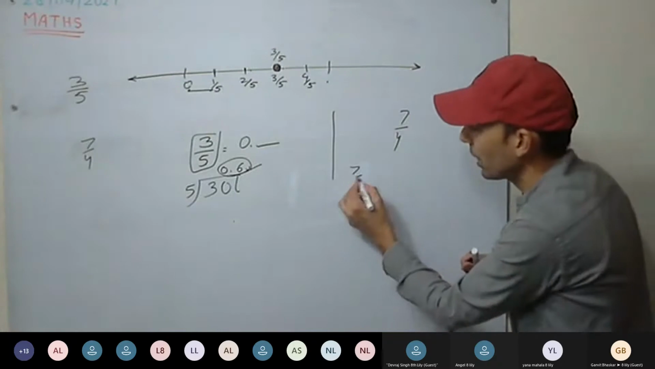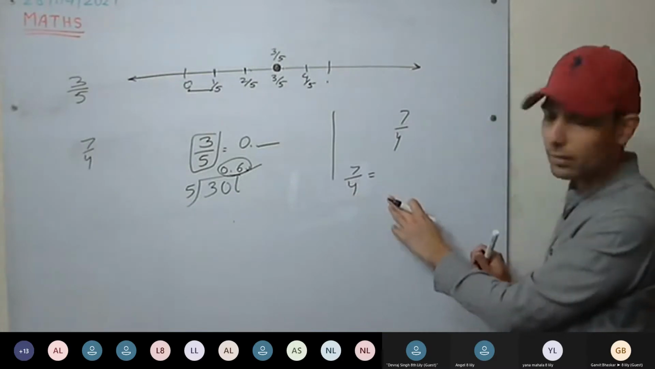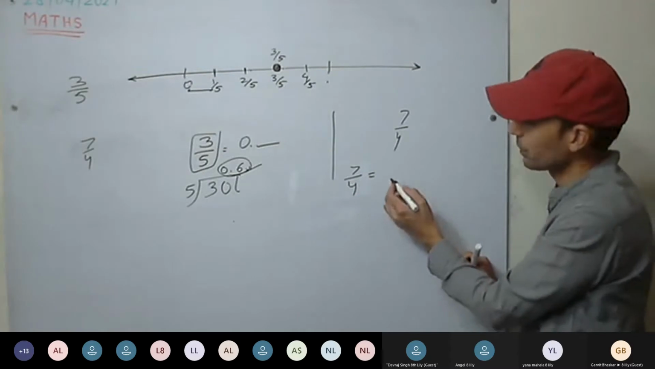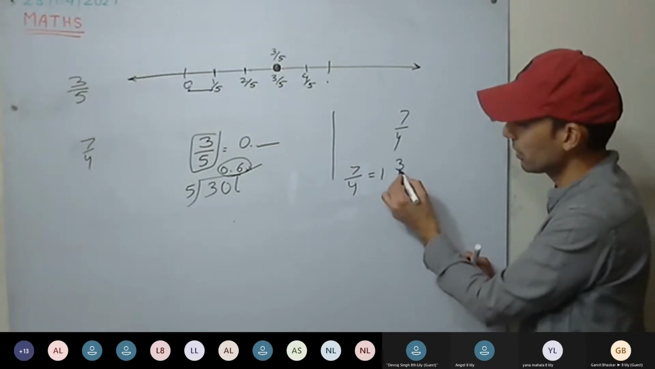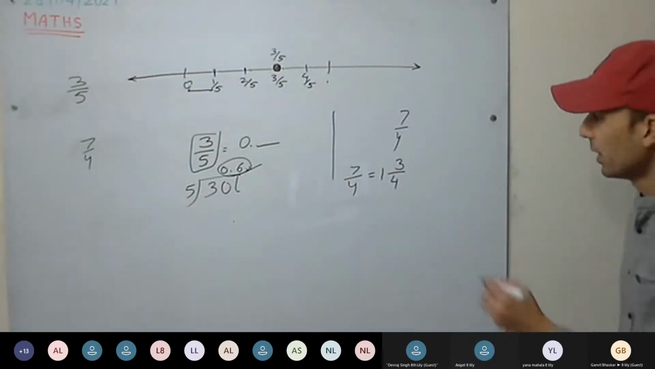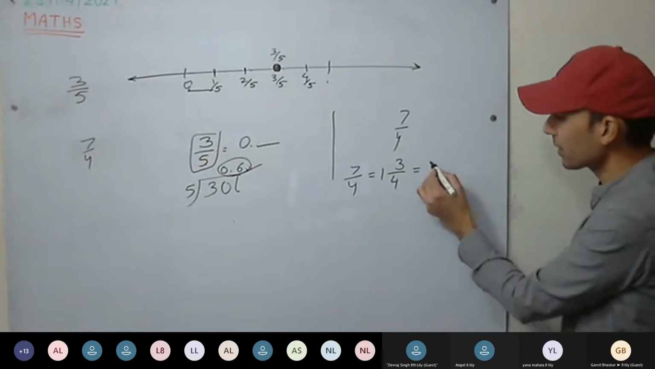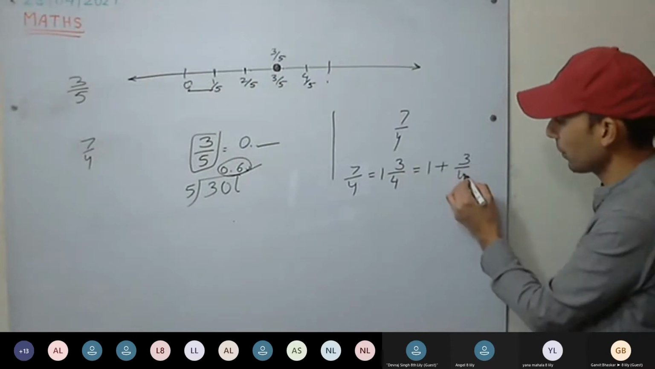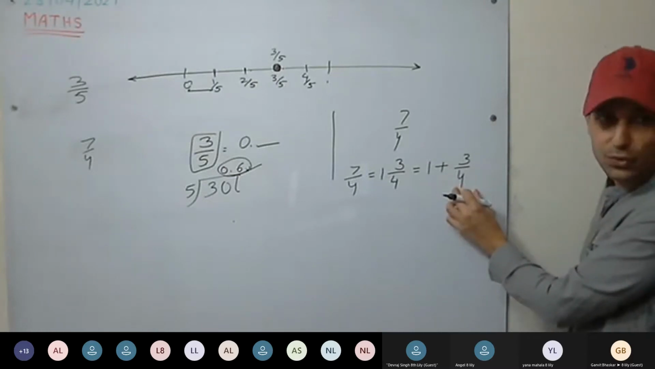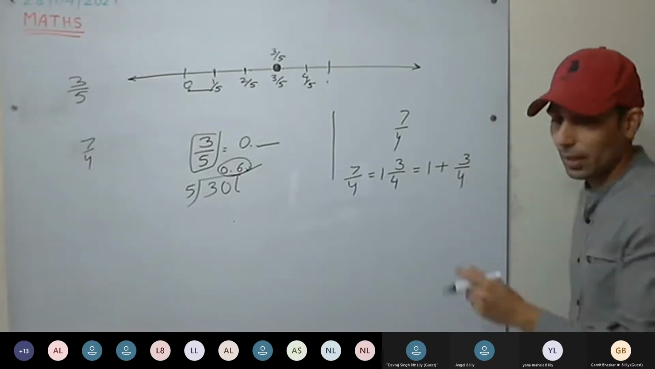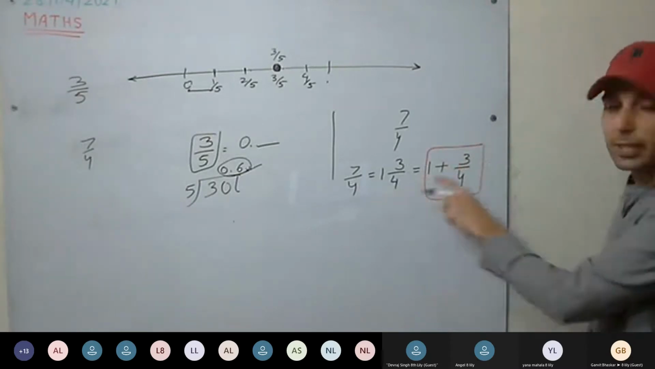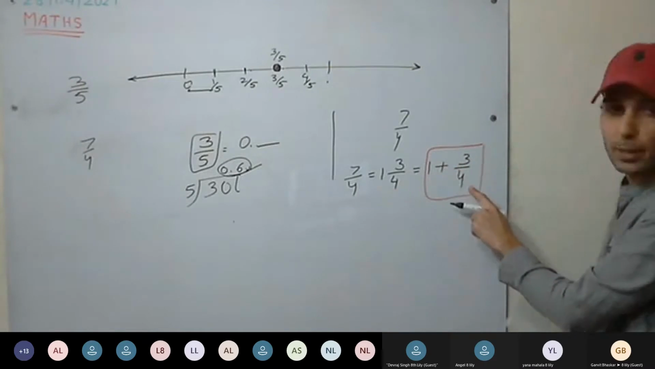7 by 4, I can write it in mixed fraction. Mixed fraction it will be how much? 1 and 3 upon 4. Again, I can write it like this: 1 plus 3 upon 4. You know this property? Understood this one? 1 plus 3 upon 4. Okay, this is the first method I am telling.